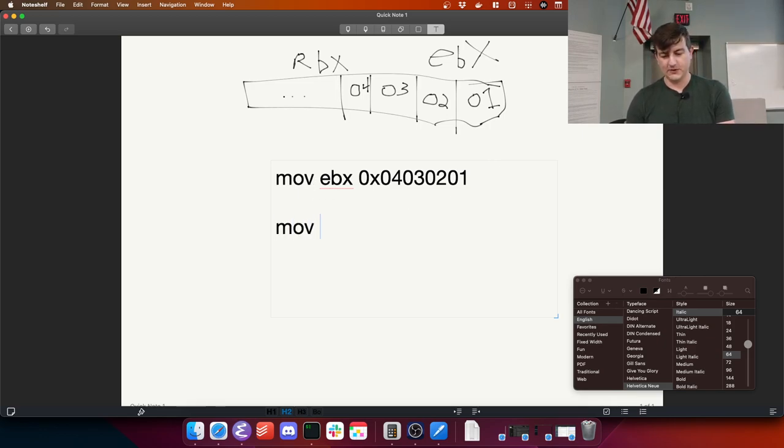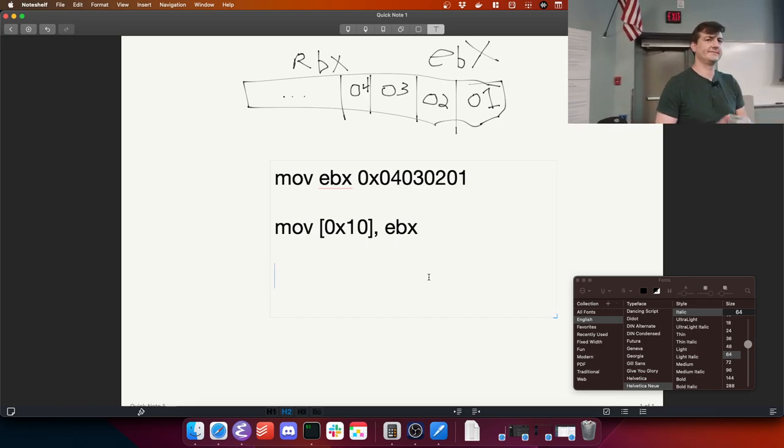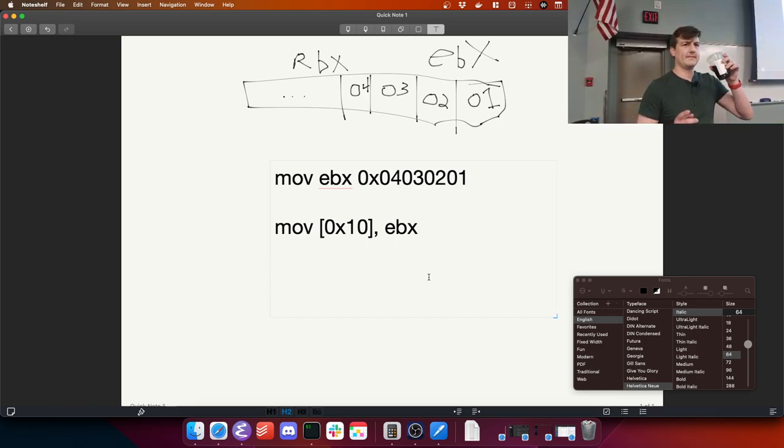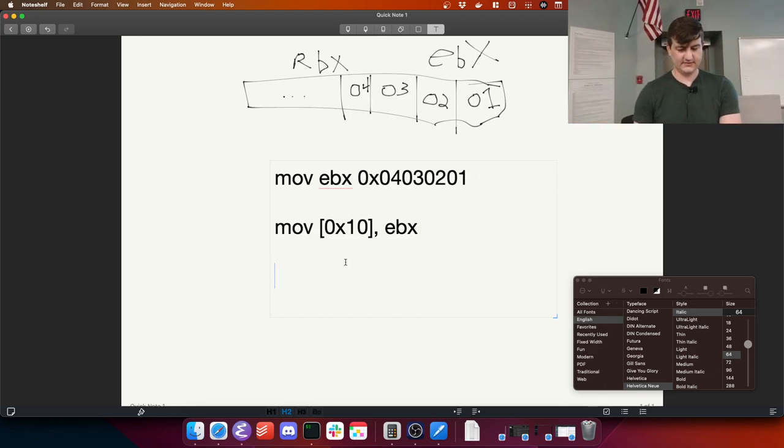Okay, so then let's move into memory address 10, because I'm going to have to write this out by hand a little bit. So at this memory location 10, we're going to move EBX into there, right? So from what we just talked about, how many bytes are going to get written at memory address hex 10? How many? Four bytes? Which ones? The lower ones, 1, 2, 3, 4, right? This value, okay. So this has been executed.